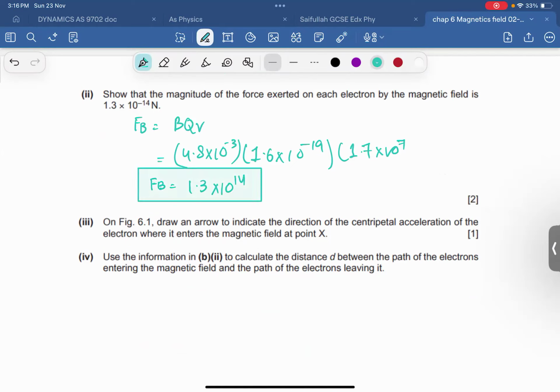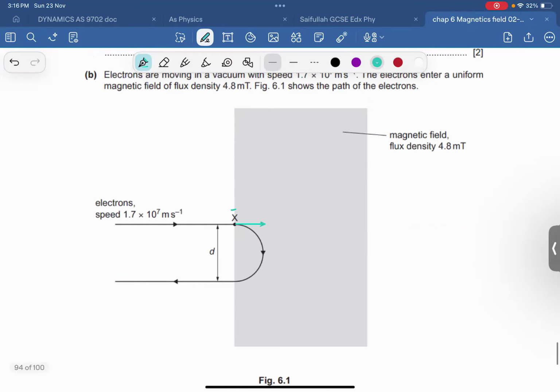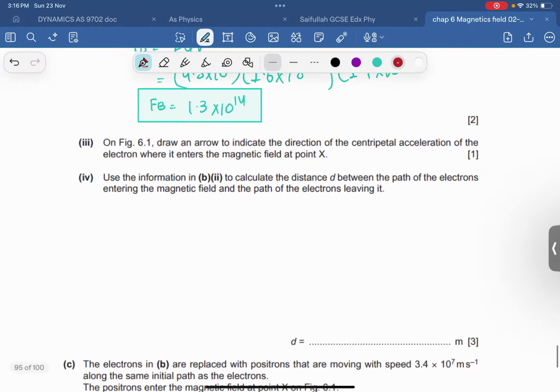Now, in the next question, they're saying, on the figure 6.1, draw an arrow to show the centripetal force where the magnetic field points at X. So at point X, the centripetal force should be toward the center of the circle, right? This is basically our F_C, the centripetal force. Use the information to calculate the distance between the path of the electron entering and leaving. Basically they're asking for the diameter, right?